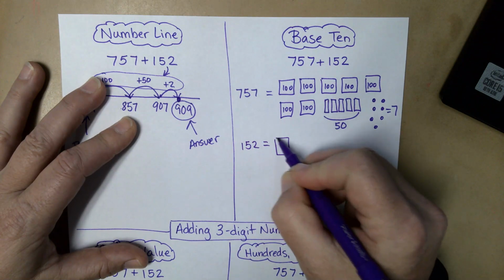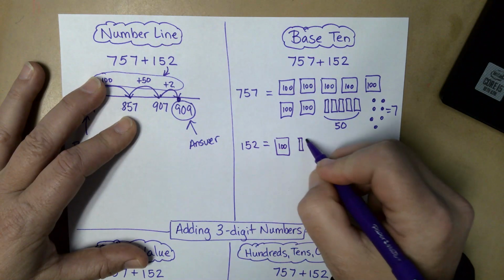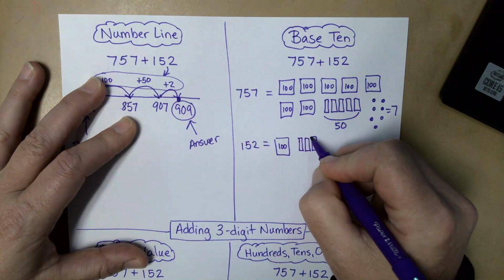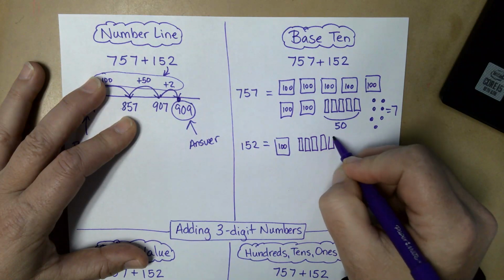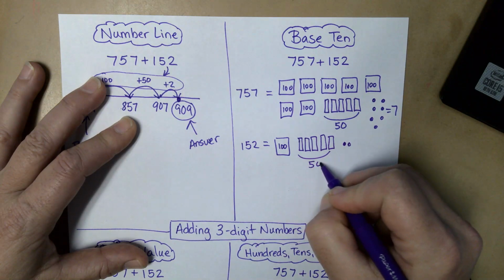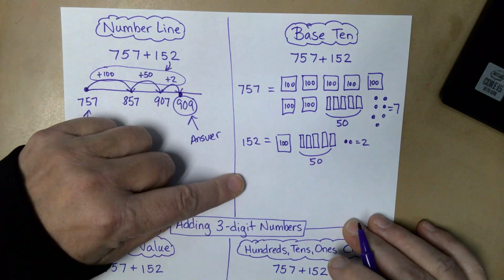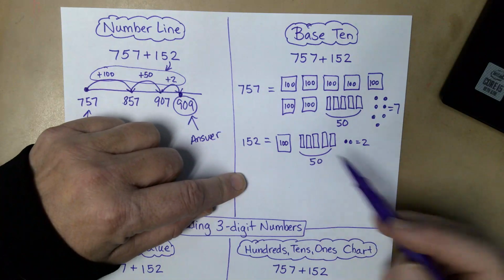I make my 100s block. I make my 5 tens, 1, 2, 3, 4, 5, and I make my 2 ones. Group everything together. And then down here I'm simply going to write what I have, how many values I have here.